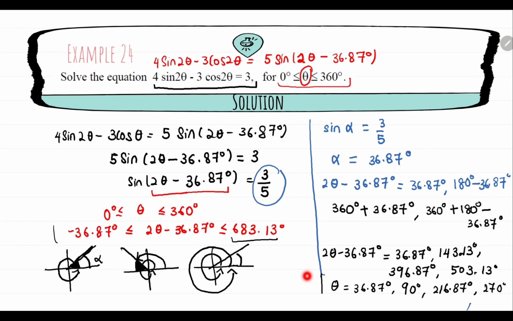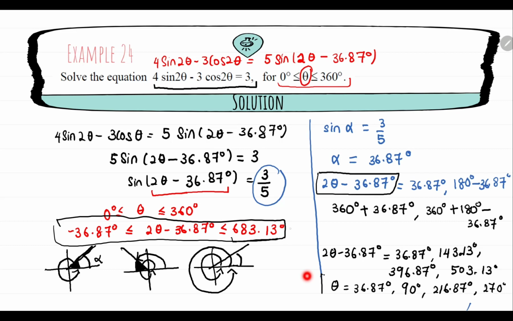As we found the new range for 2θ − 36.87, all the answers for 2θ − 36.87 are in the new range. When you find the final answer for θ, all your answers must be in the range given for θ, which is 0 to 360. Notice that all our answers are within the given range. So that's the solution for example 24.